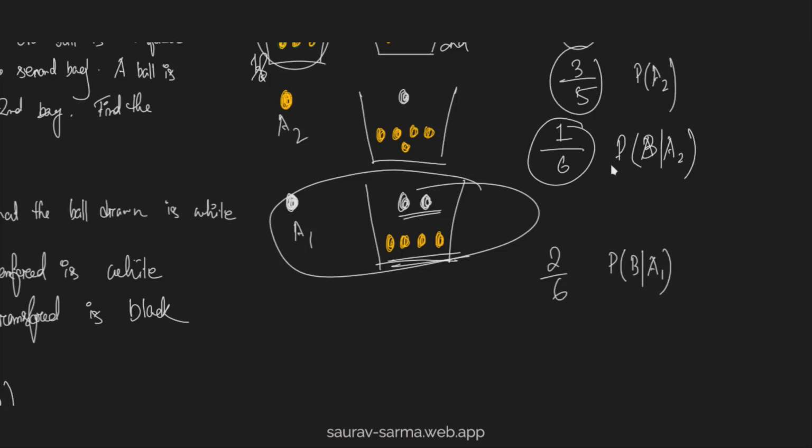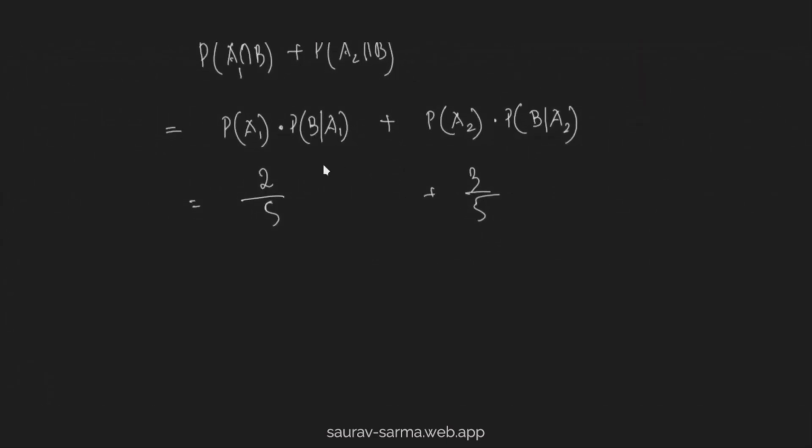Here the meaning is, what is the probability that you will still get a white ball given that a black ball was transferred from the first bag? And what is the probability that you will select a white ball given that a white ball was transferred from the first bag? There are 2 white, so 2/6, and 1 white, so 1/6.